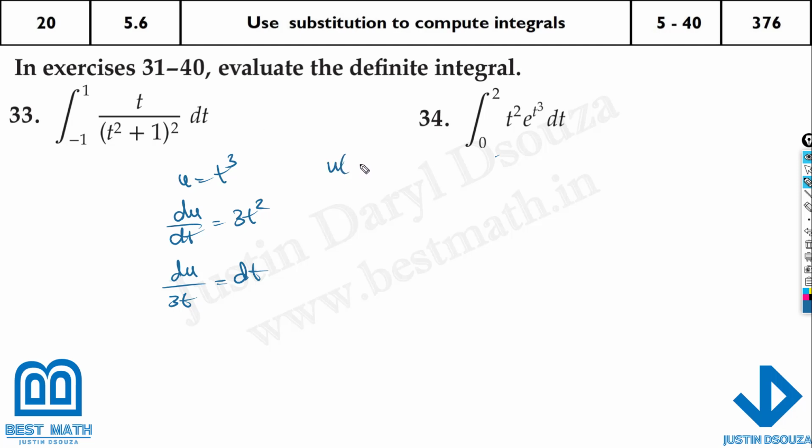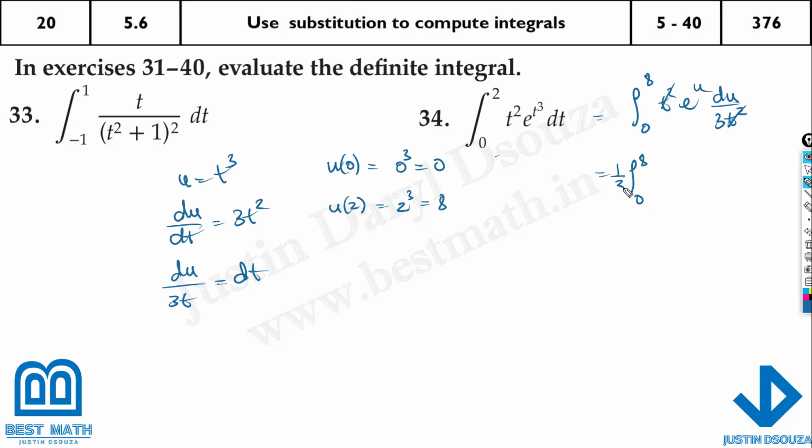It's not over. What is the lower limit? U of 0 will be 0 to the power 3, that is equal to 0. What about the upper limit? It's 2. So it'll be 2 to the power 3. It's 8. That's the answer. Now the limits change to 0 to 8. T squared e to the power u du by 3t squared. So this cancels off.